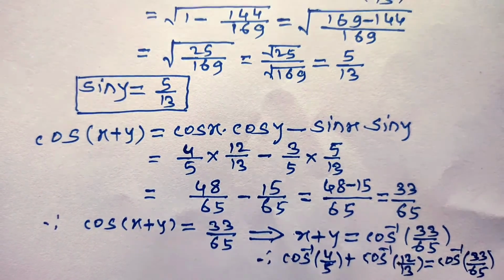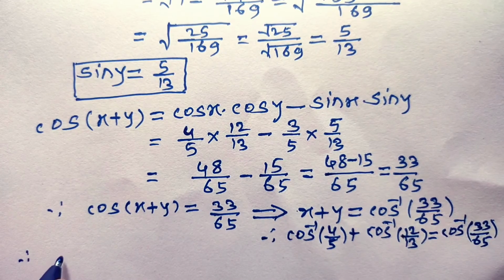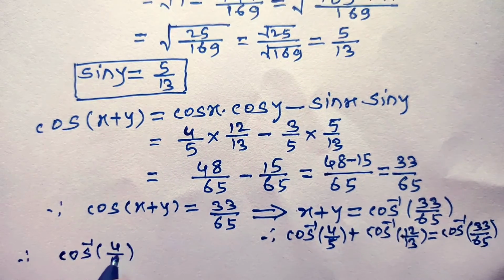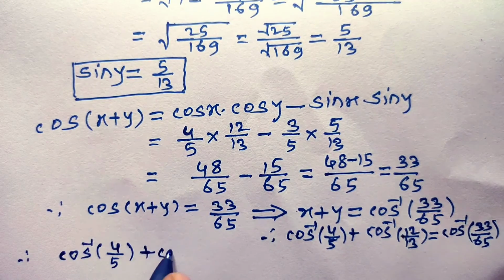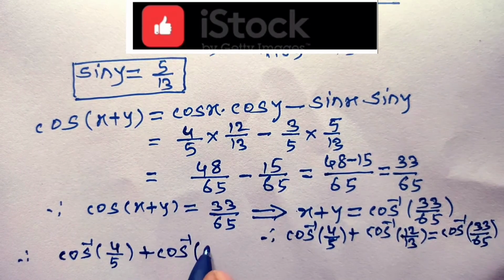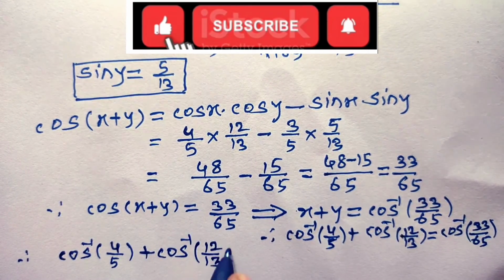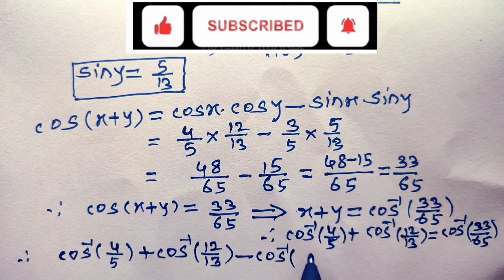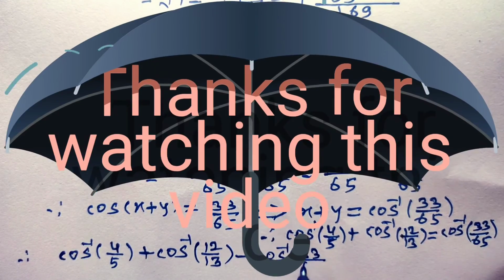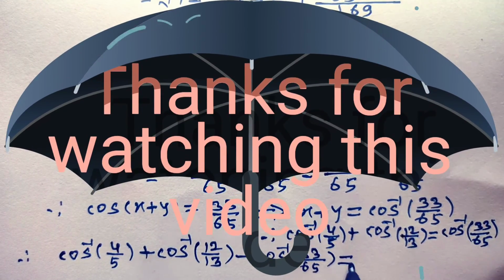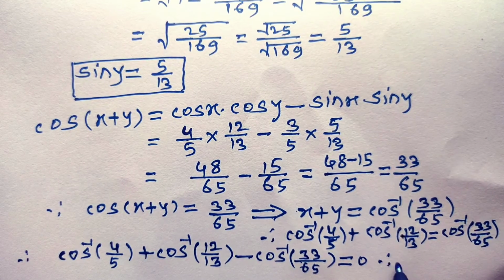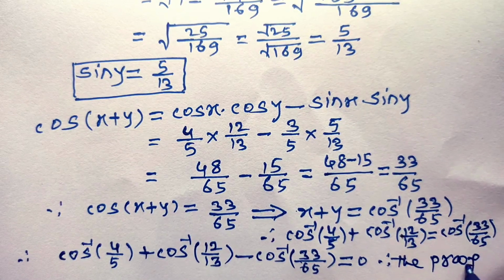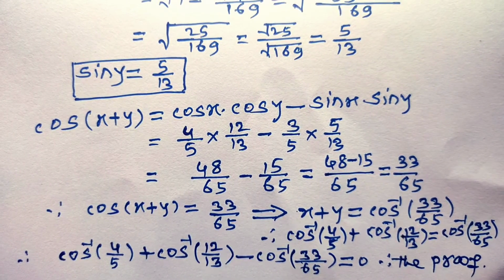Now taking all terms on one side, we can write cos inverse 4/5 plus cos inverse 12/13 minus cos inverse 33/65. This is equal to 0. Hence the proof. So in this way, this statement we have proved.